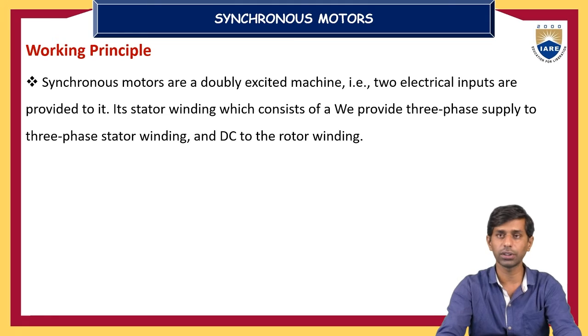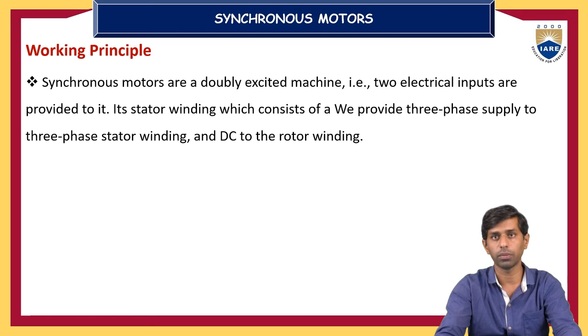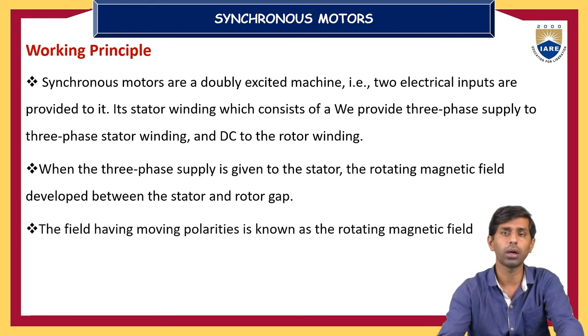But the only difference is that the synchronous motor is a double excited machine. There are two windings. One is a stator winding called the armature, and the other is a rotor winding called the field winding. And these two are excited by two different supplies. One is a three-phase AC supply, and the other is a DC supply. Let us look into the working principle, how the synchronous motor converts electrical energy into mechanical energy.